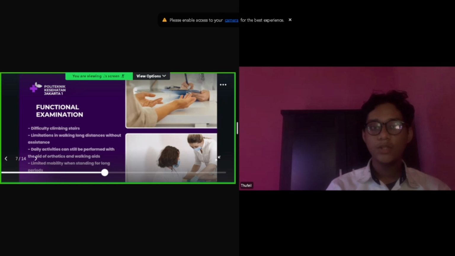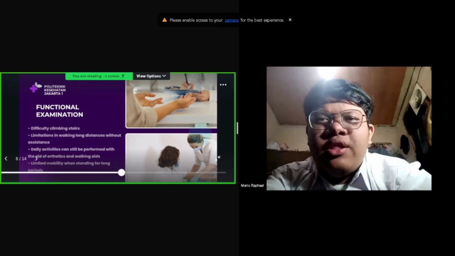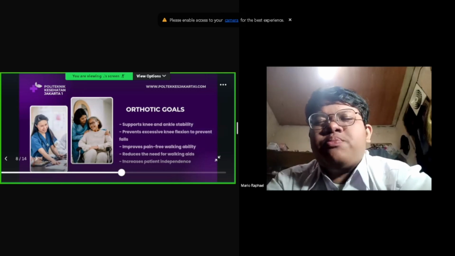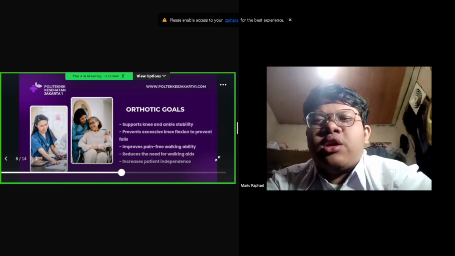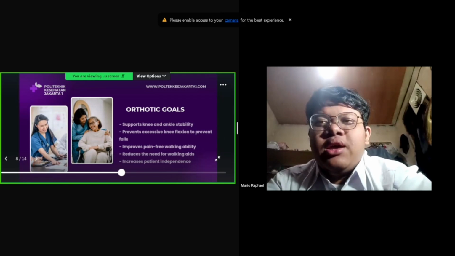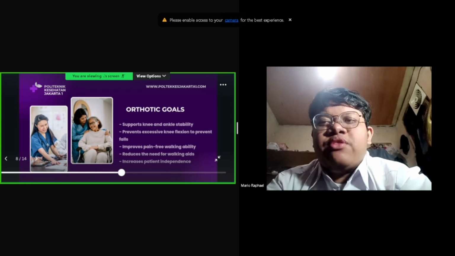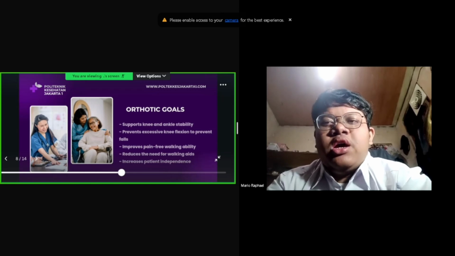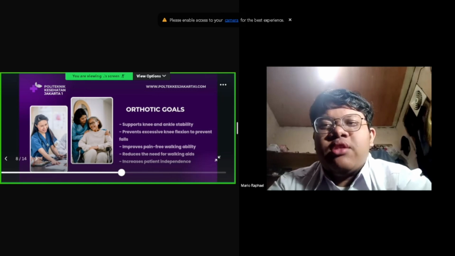And the next part of the presentation will be presented by Mario. Thank you, Thufeil. Now I will explain the orthotic goals. First is to support knee and ankle stability, prevent excessive knee flexion to prevent falls, improve pain-free walking ability, reduce the need for walking aids, and increase patient independence. Next.